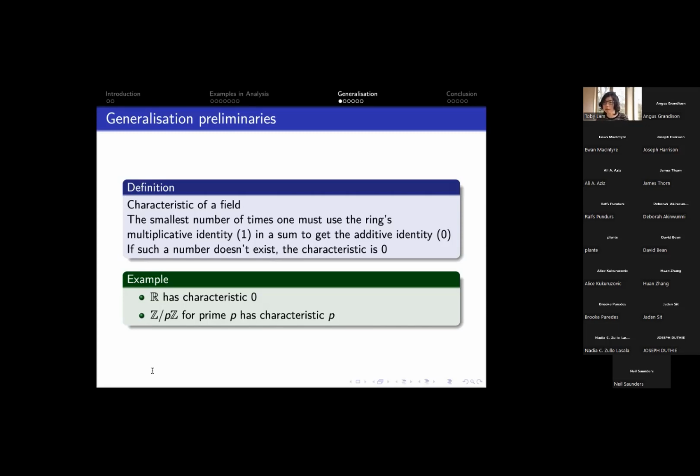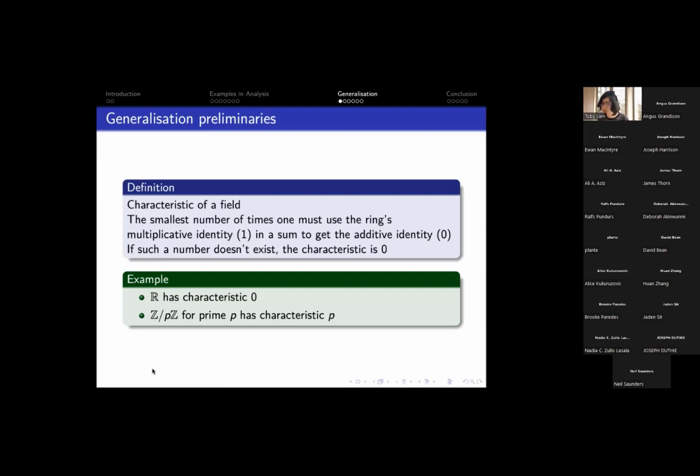And the characteristic is the smallest number of times you have to add 1 to get to 0. So this doesn't exist in all cases, right? For example, in the real numbers, you can keep adding ones, and you're just going to tend to infinity. It's never going to be 0. And in that case, we say that the characteristic is 0. As another example, if you think about integers modulo a prime number, say integers mod 2, then if you add 1 plus 1, it's going to be 0. It's going to be the binary system, and so in that case, the characteristic is going to be 2.